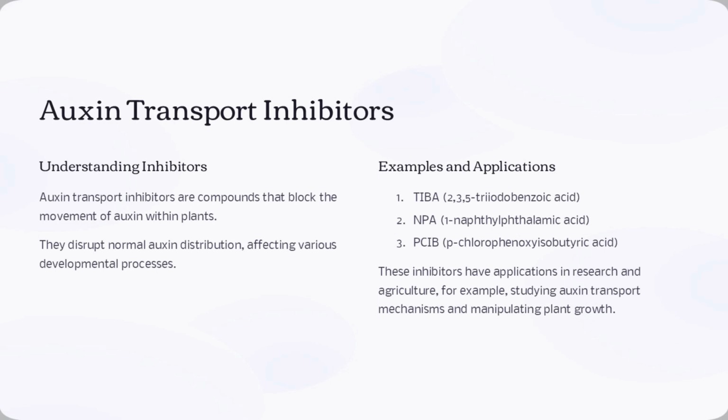These compounds are valuable tools for researchers studying auxin transport mechanisms. They also have applications in agriculture, allowing growers to manipulate plant growth and architecture. Understanding how these inhibitors work provides insights into the complex auxin signaling pathways in plants.